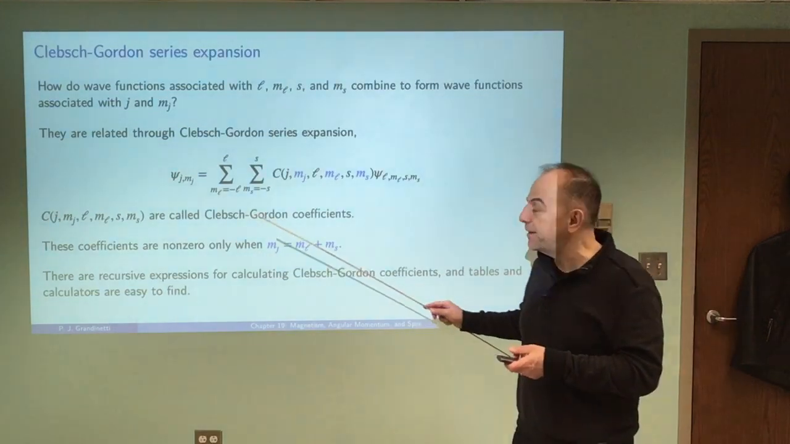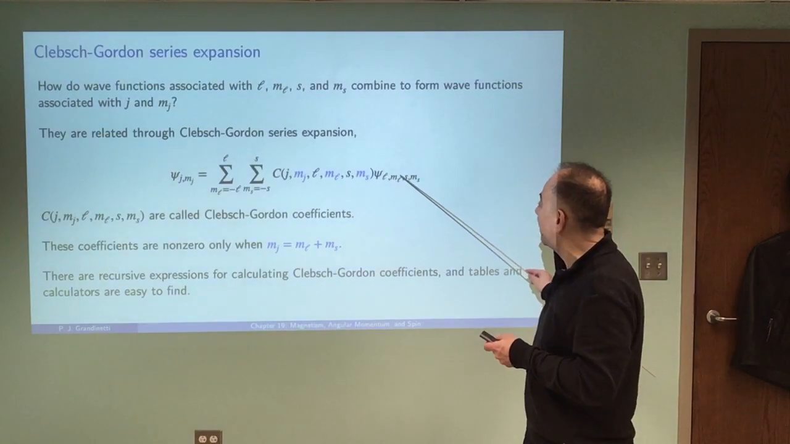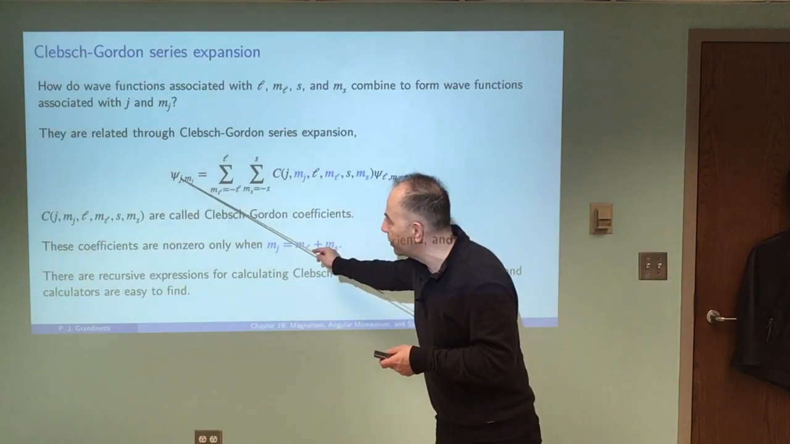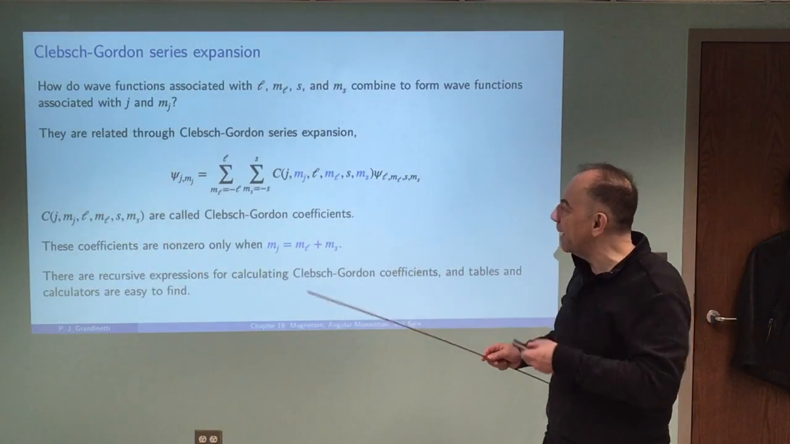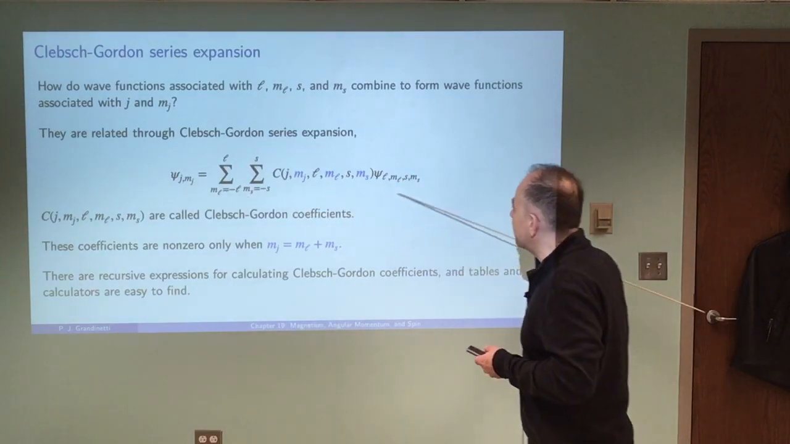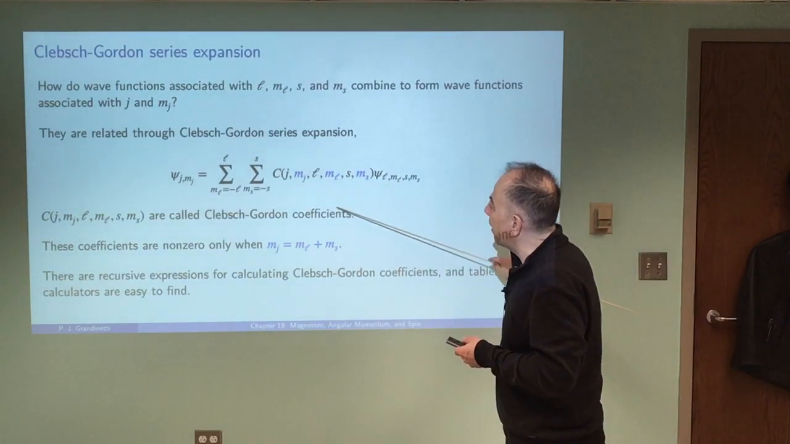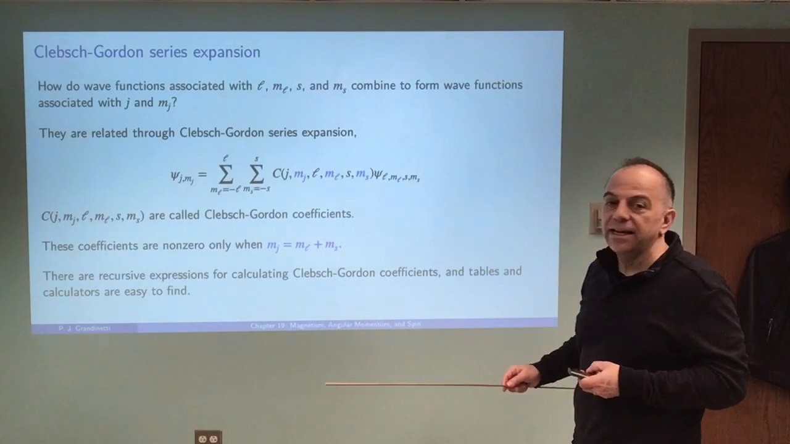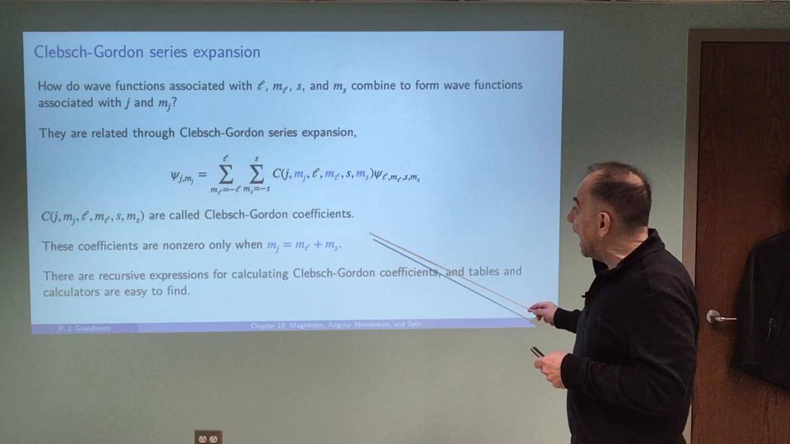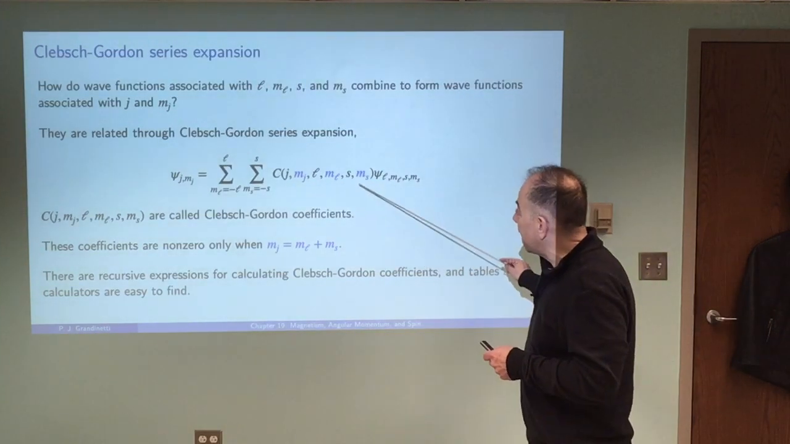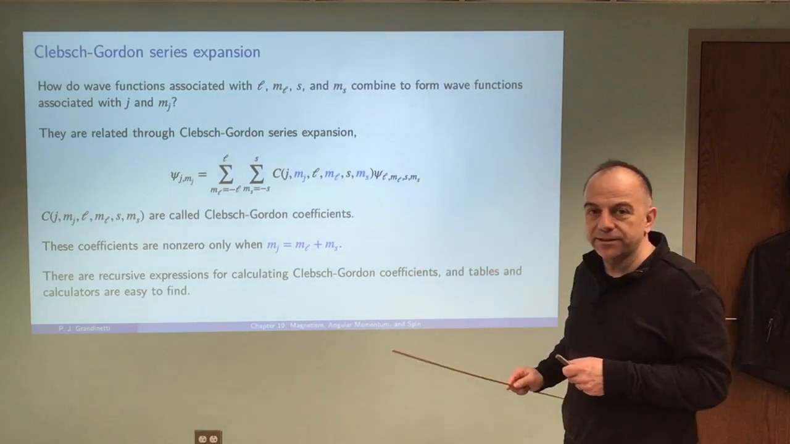We can also flip this around the other way. We can write the wave function in terms of the quantum numbers L, m sub L, S, and m sub S as a linear combination of the wave functions written in terms of j and m sub j. Either way, you can do this flip. But what's important is that the coefficients in this linear combination are called the Clebsch-Gordan coefficients. These can be looked up in tables, or you can calculate them with various formulas. And one of the things that's important about these is that they will be non-zero only if m sub j equals m sub L plus m sub S.